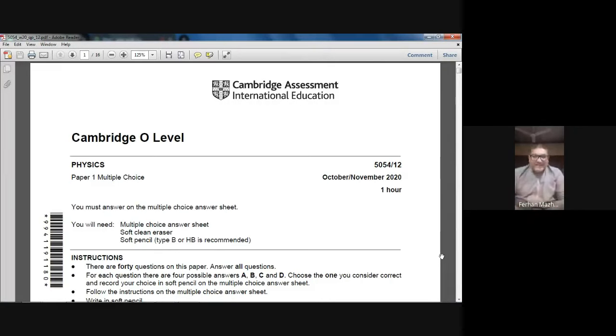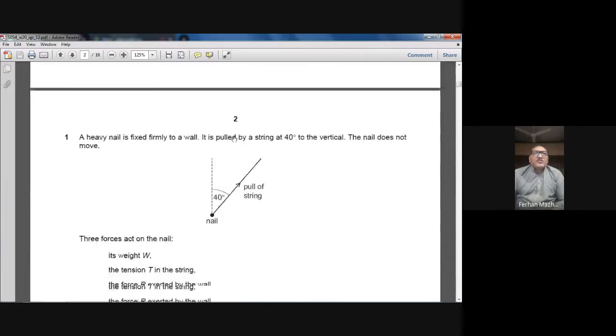The subject we are studying is Physics 5054, O Level physics. In this session, we will be working on an MCQ paper, the October/November 2021 Paper 2. The paper is showing on your screen. Let's start this paper. The first question.